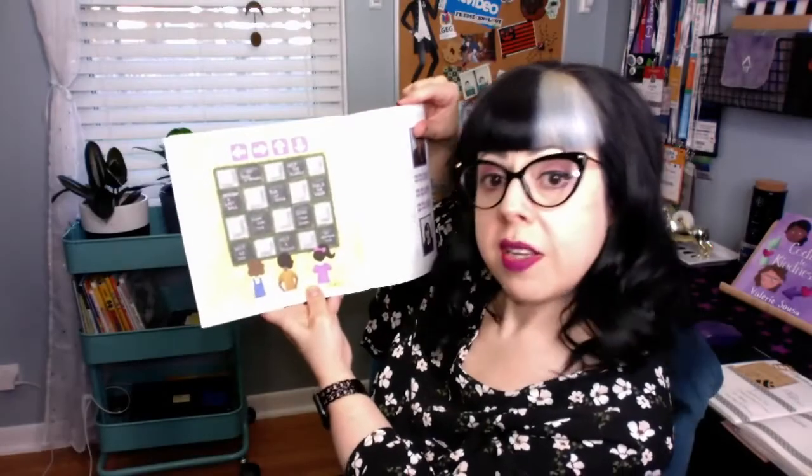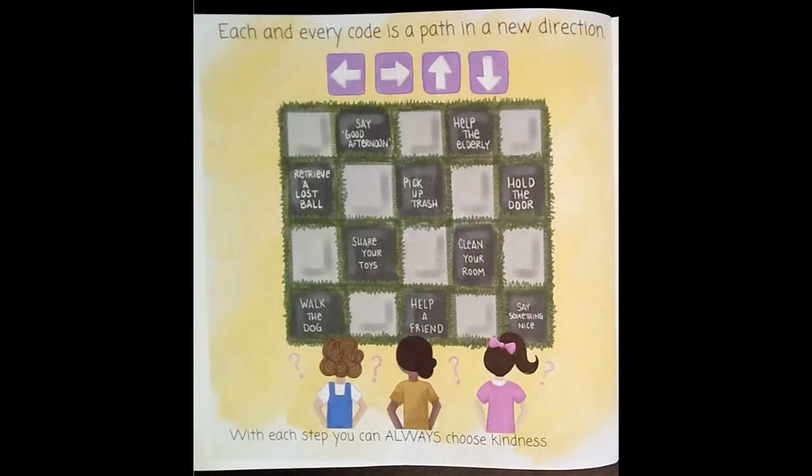Each and every code is a path in a new direction. With each step, you can always choose kindness. There are lots of different things you can do to be kind. Some of the things that we have included in our book would be saying good afternoon to someone, helping out the elderly, holding the door, picking up trash, sharing your toys, helping a friend, walking the dog, or even just saying something nice.